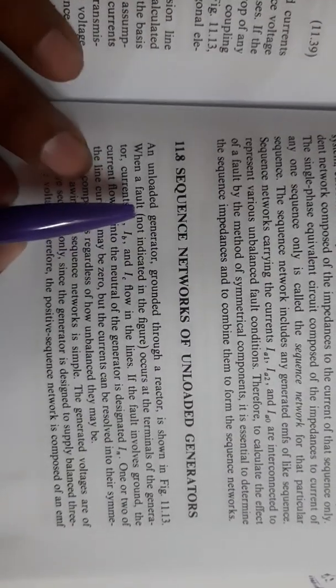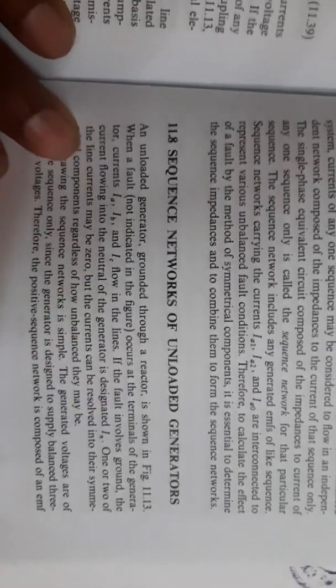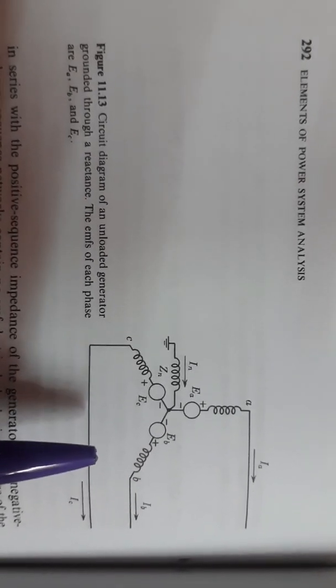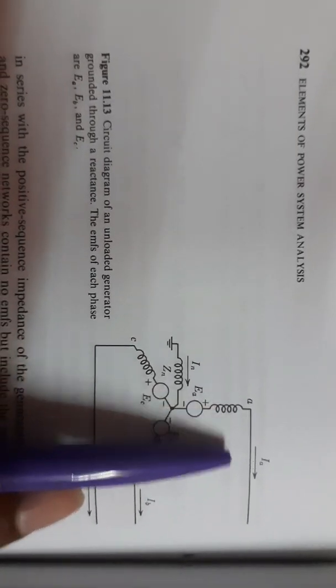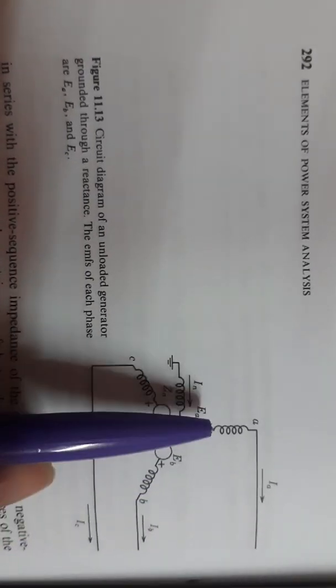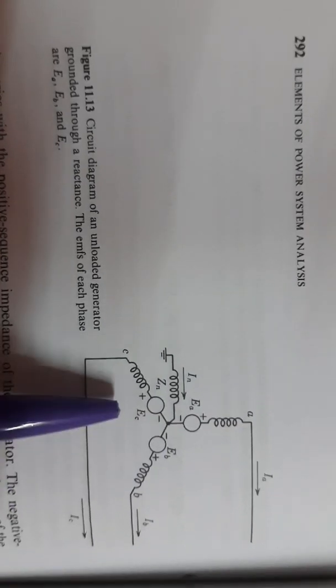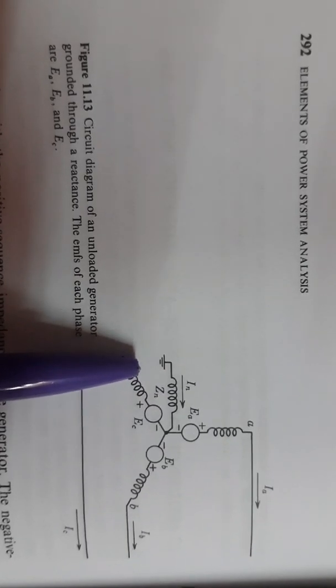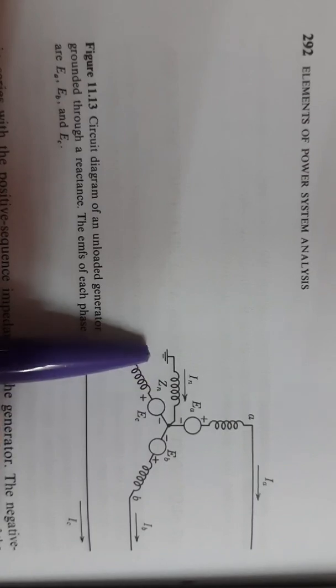Now we will move towards the sequence network of an unloaded generator. See here, this is an unloaded generator. It is not loaded and it is supplying currents IA, IB, IC. It has impedance in each of the three phases, and this is connected to the neutral. This is the neutral point, and it is connected to the ground through a reactor.